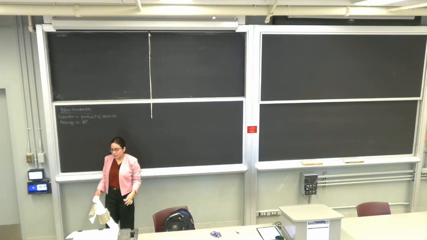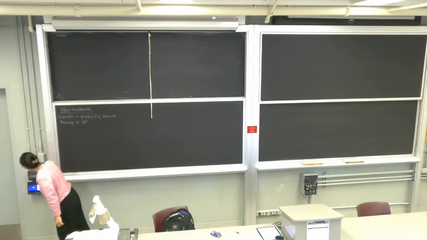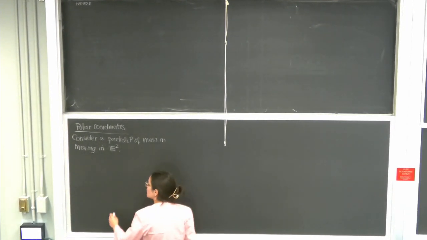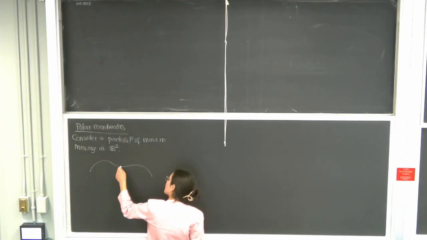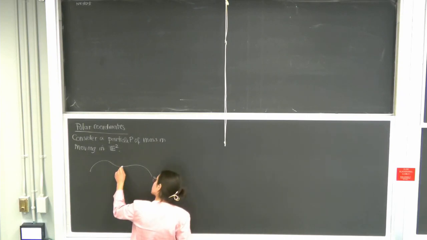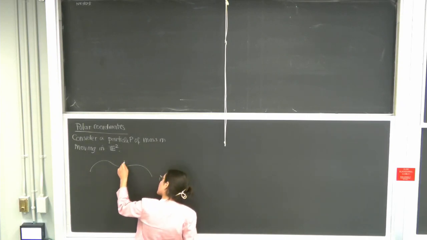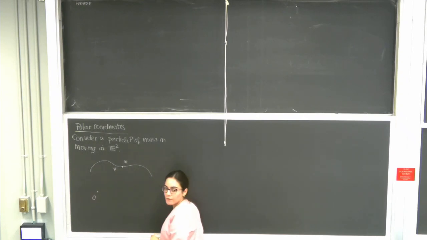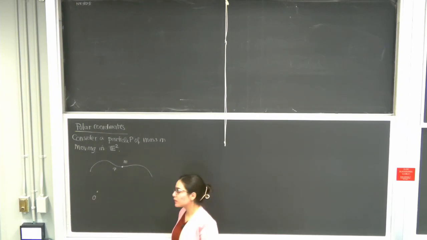Consider a particle of mass m moving in two-dimensional Euclidean space. This is my sketch of this. The particle is going to trace some two-dimensional curve. This is my particle of mass m. I called it P. And say I have an origin located at some fixed point.